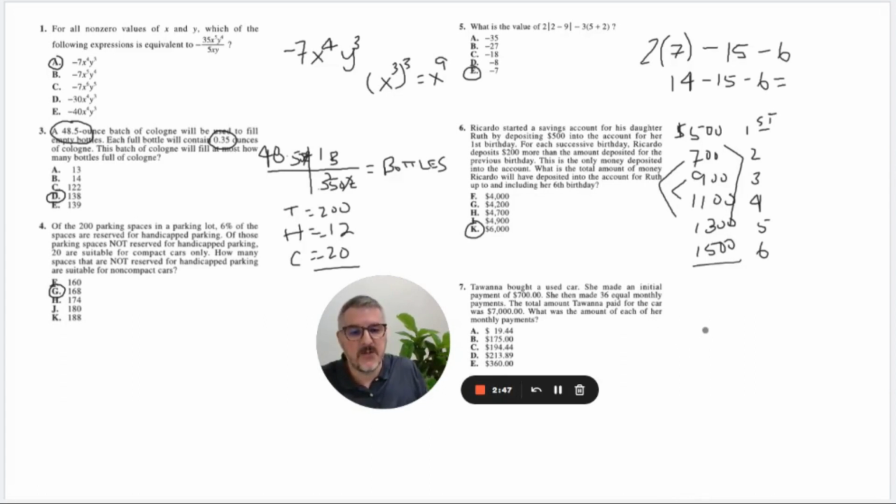Tawana bought a used car. She made an initial payment of $700. Okay, so $700 right off the bat. I will tell you, we see these types of questions a fair amount, so I want you to be ready for them. She made 36 monthly payments, so 36 monthly payments. The total amount Tawana paid for the car was $7,000, so she paid $7,000 total, okay? What was the amount of each of her monthly payments?